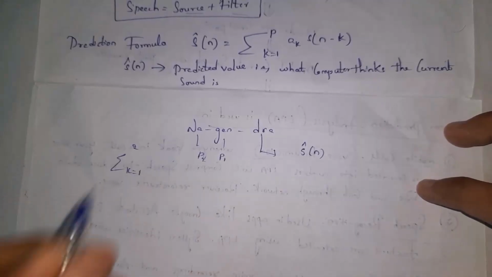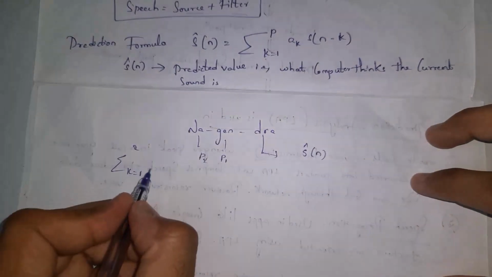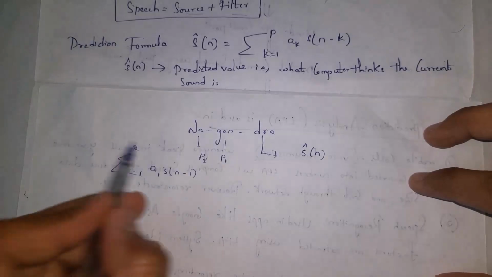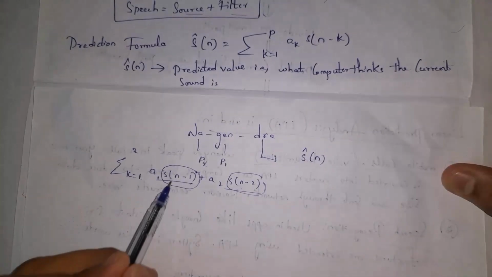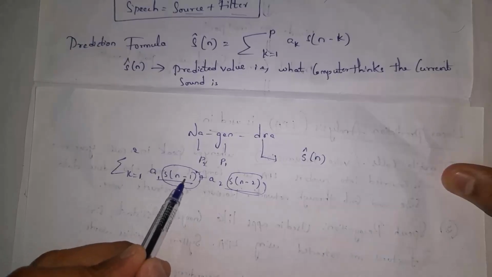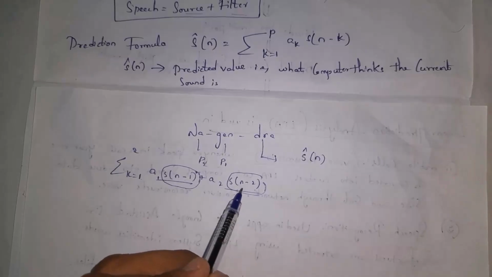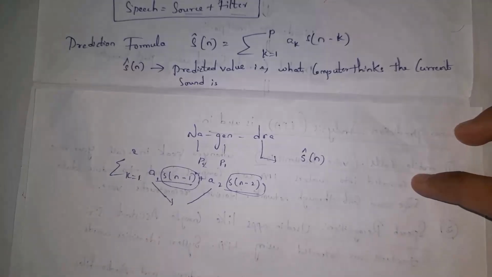I am taking two samples, 1 and 2. At first k value is 1. So apply here, that is a1 s of n minus 1, first value, and again second value, a2 s of n minus 2. Include and place here. Guys, here s of n minus 1 denotes the first past value, that is "gen", and s of n minus 2 denotes the second past value, that is "na". And this a1, a2, we call both of these weights.